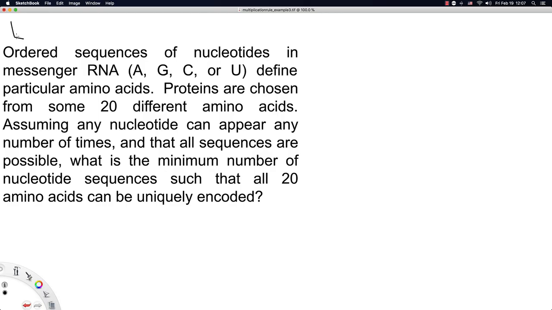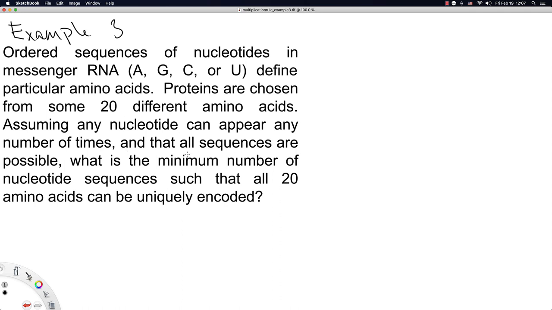This one is by far the trickiest. Example 3. Ordered sequences of nucleotides in messenger RNA define particular aminos. That is, strings of A's, G's, C's, or U's define these things called amino acids. Proteins are chosen from some 20 different amino acids. So there are 20 of these strings that consist of these letters, and all of life on this planet based on proteins is found from these strings of letters.